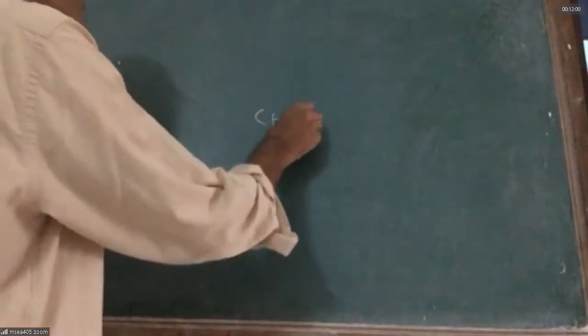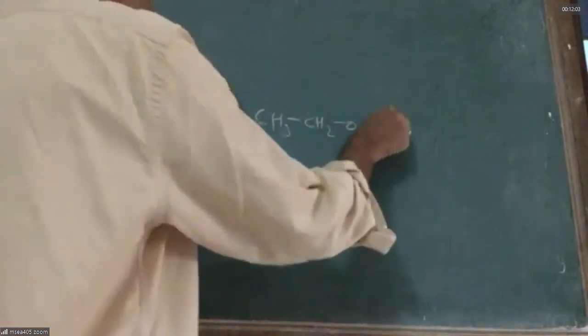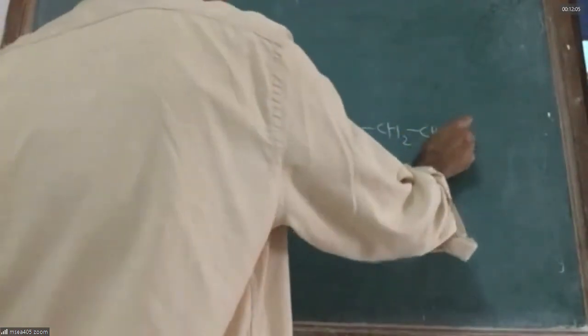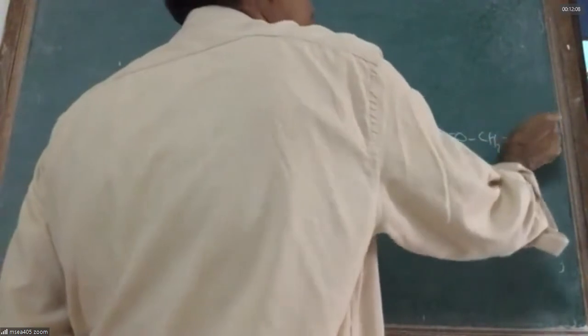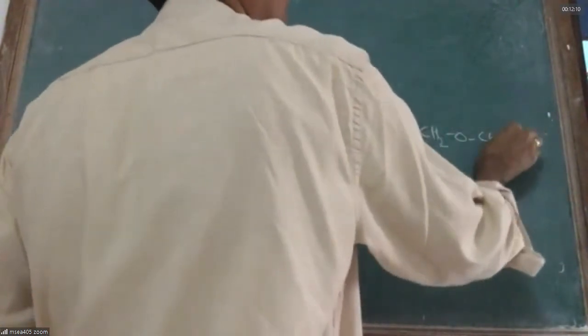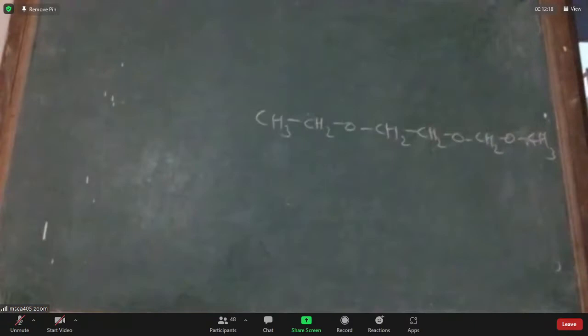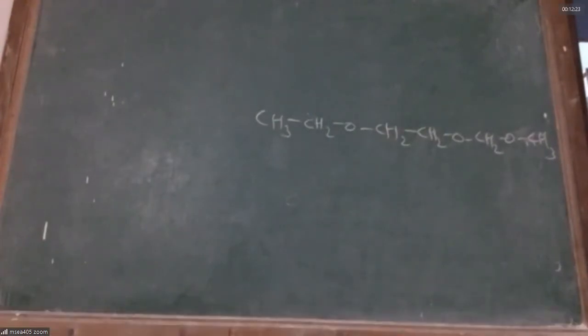Okay, now I want to examine this. So many other groups, right? Can you see this compound? Yes, sir. It is looking like an ether with many oxygens. Can you see them? Can you try what could be its name?